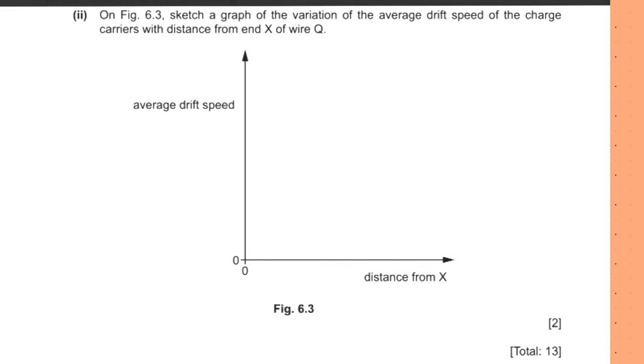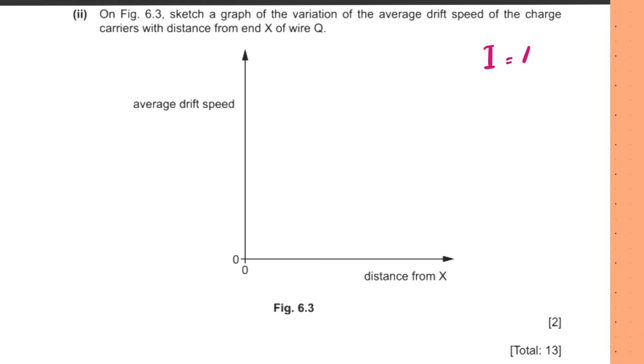Okay, next. On 6.3, sketch a graph of the variation of the average drift speed of the charge carriers with distance from end X of wire Q. So we now have to sketch the average drift velocity for wire Q, which has a non-uniform cross-sectional area, right? So I think about this equation, I equals A N V Q, and I need to plot V, so let's make that the subject of the equation. So that's I over A N Q, right? And now I need to plot this.